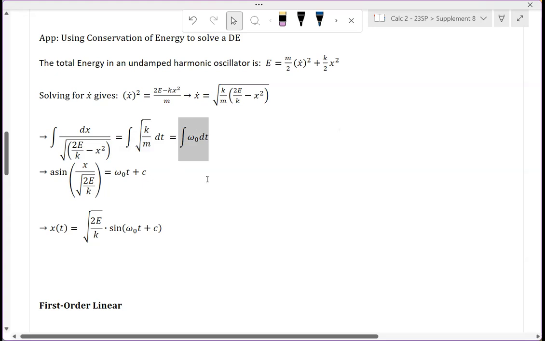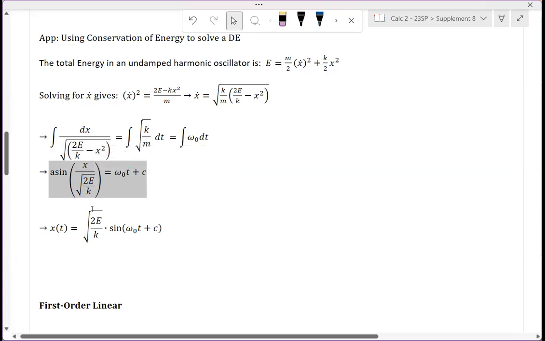And I'm going to rename square root of k over m. I'm going to give that a name. I'm going to call it omega naught. It's some kind of fundamental frequency, a natural frequency for this system. And you might recognize that on the left-hand side here, this integral is just the arc sine of some stuff.